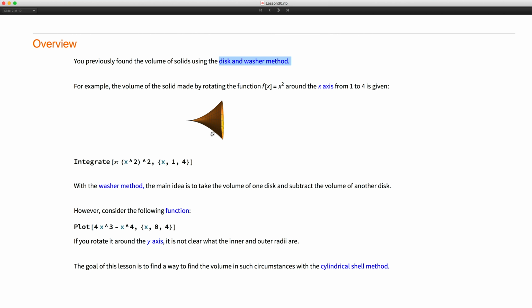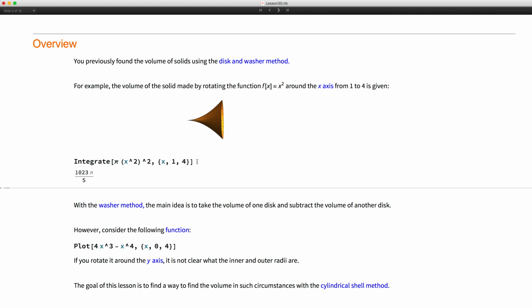To find the volume, you break up the solid into disks, and each disk has a radius of x squared, the value of f of x. So the area of the disk is pi times r squared, times of course the height, which is the infinitesimal volume, and then you get the integral of that giving you the volume of the solid.